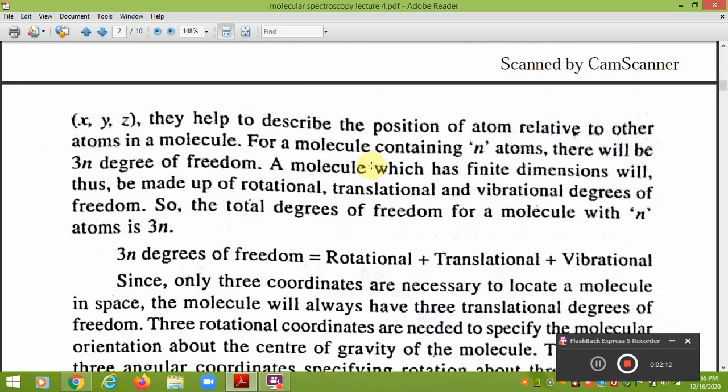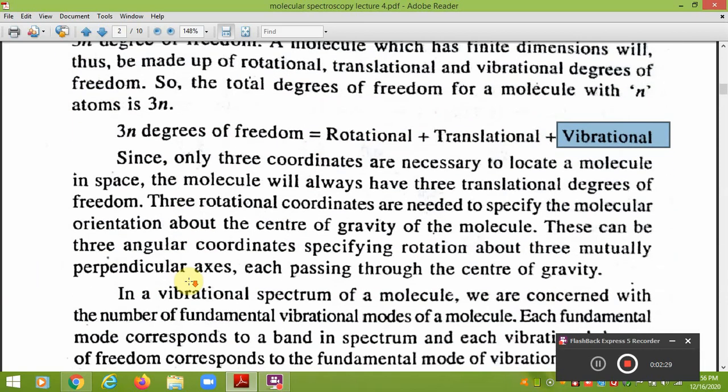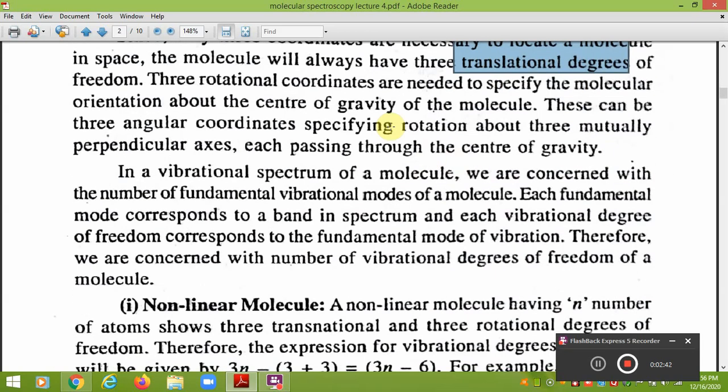If we talk about a molecule containing n number of atoms, then there will be 3n degrees of freedom. But this 3n degrees of freedom consists of rotational, translational and vibrational degrees of freedom. Only 3 coordinates are necessary to locate a molecule in space, so the molecule will always have 3 translational degrees of freedom.